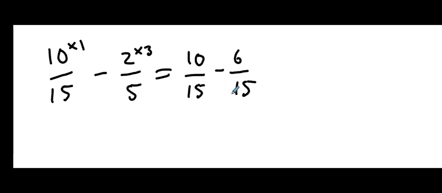Okay, and now because our denominators are equivalent, we can take away our numerators. So our answer is going to be over 15. So 10 minus 6 gives us 4. And so then we look and see if we can simplify 4 over 15, which we can't. There's no common factor except 1. Therefore our answer is 4 over 15.